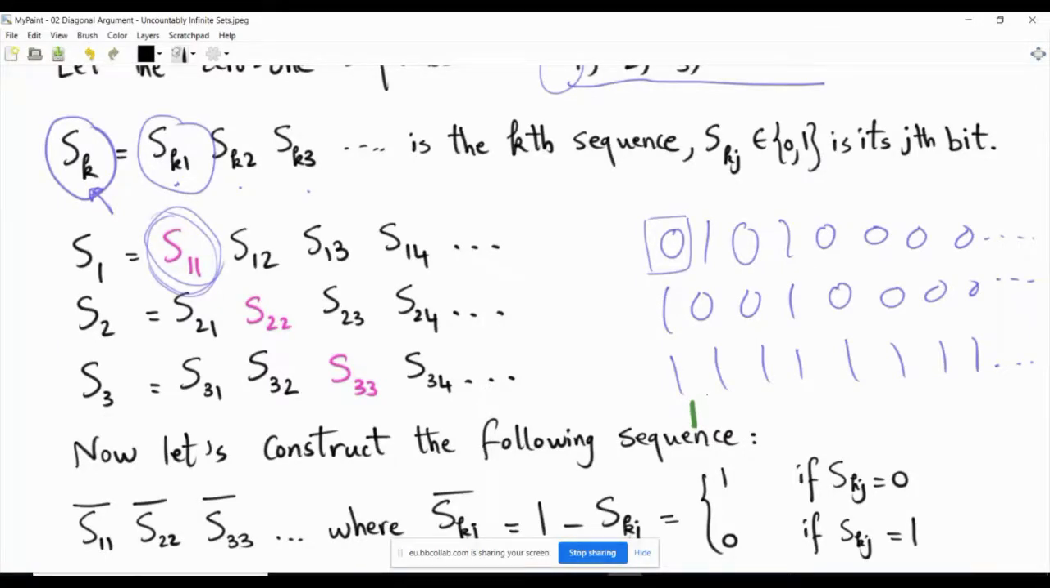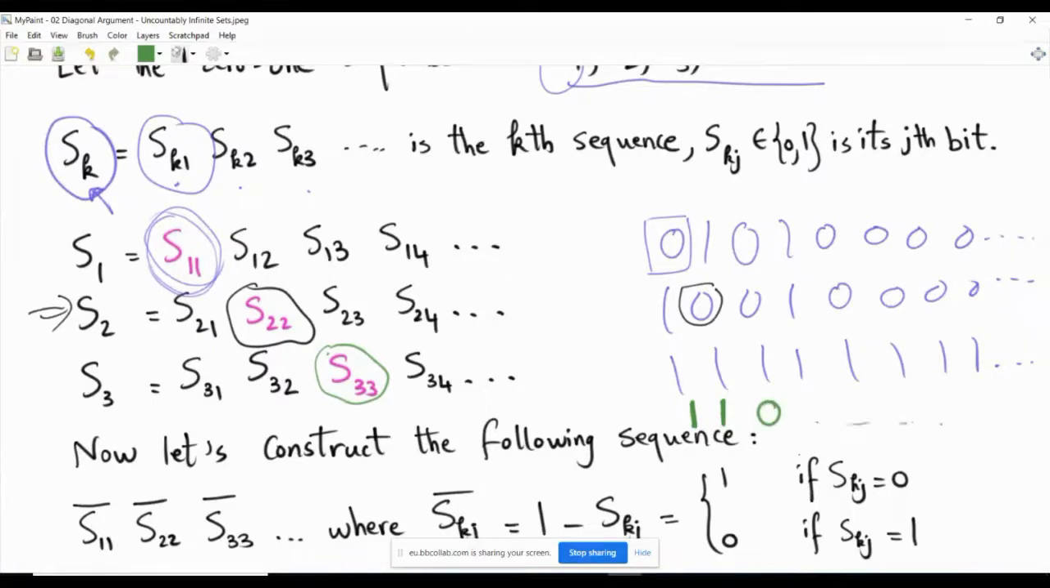Then you go and visit the second sequence, and specifically you take the second bit of the second sequence and you flip it. The second bit of the second sequence here is 0, and so I will also put a 1 here. And then you go to the third sequence and you see the bit here. The bit here is 1, so you flip it and it becomes 0.